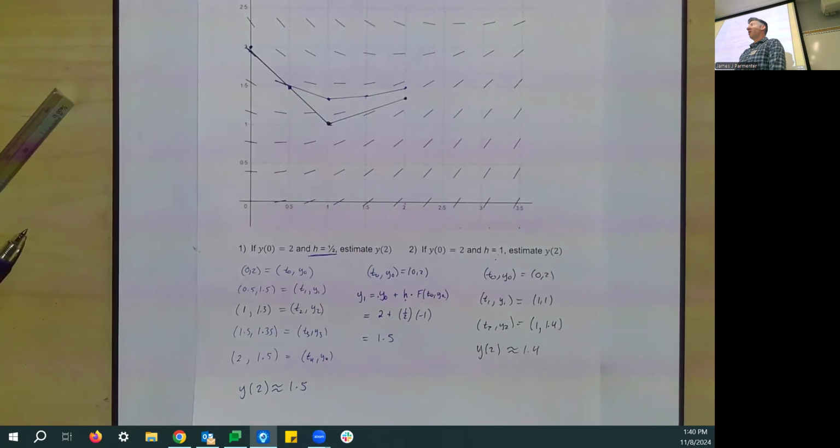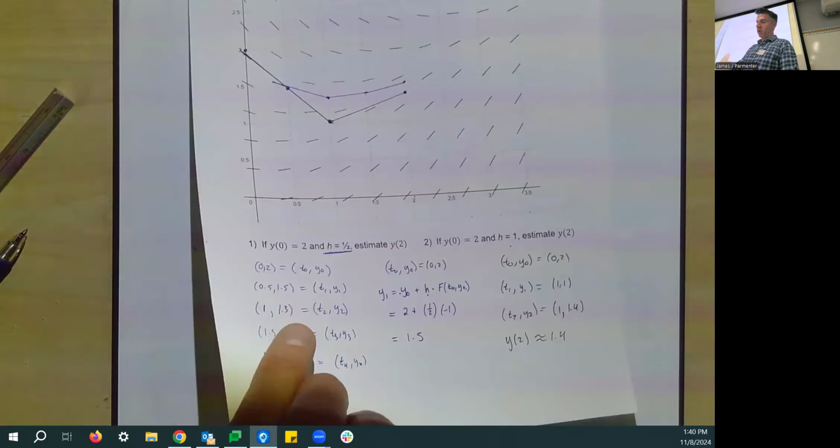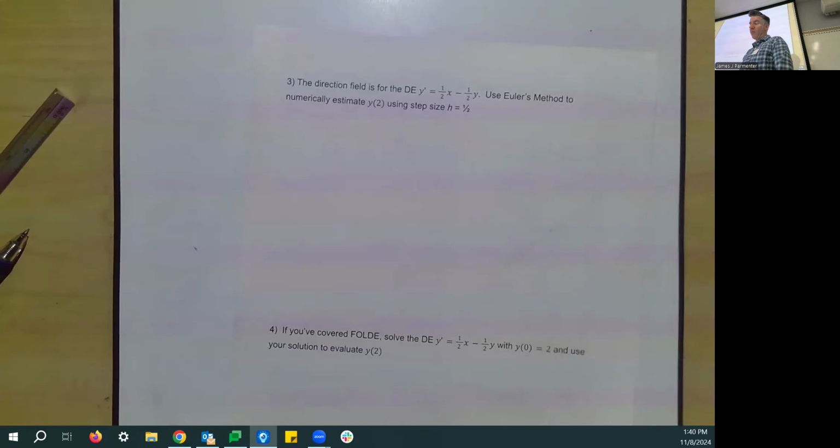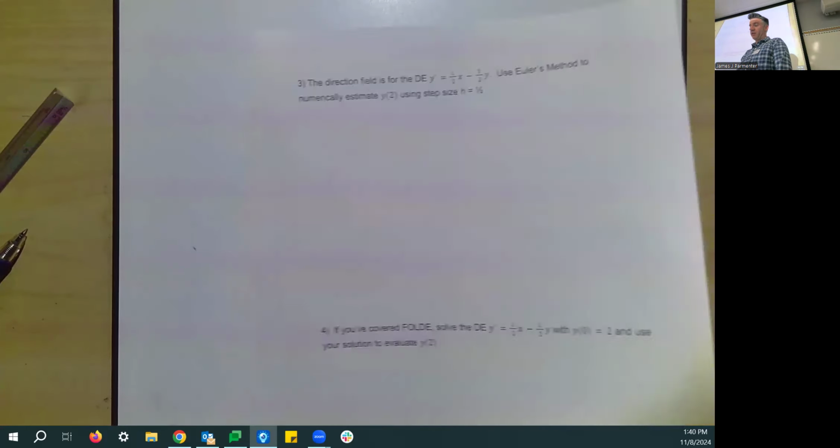Okay, yeah, we got time. So let's look at the other side of this, because the other side actually has the differential equation that was used to generate this direction field. This direction field is generated by the differential equation y prime equals 1/2 x minus 1/2 y. Let's write this over here for a second. So this is y prime equals 1/2 x minus 1/2 y.